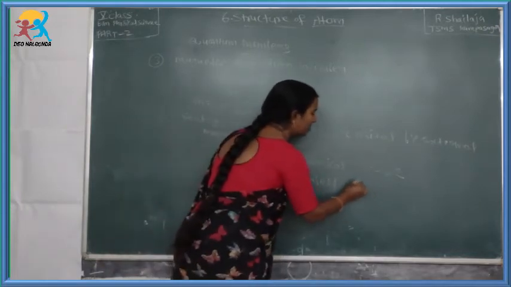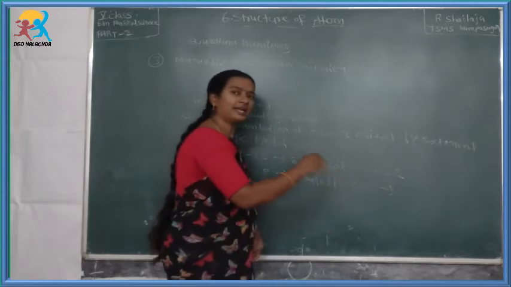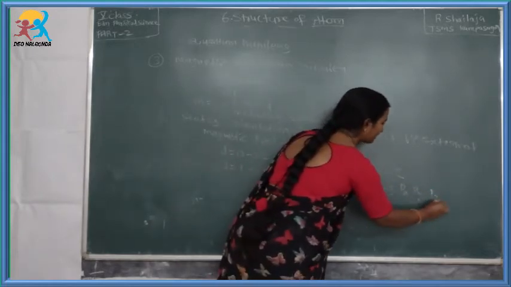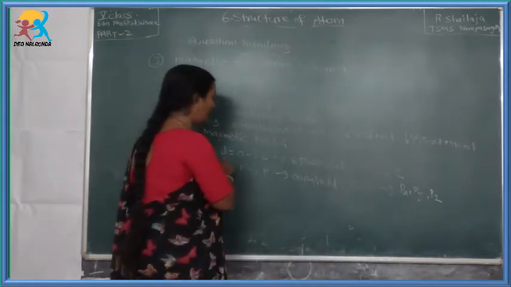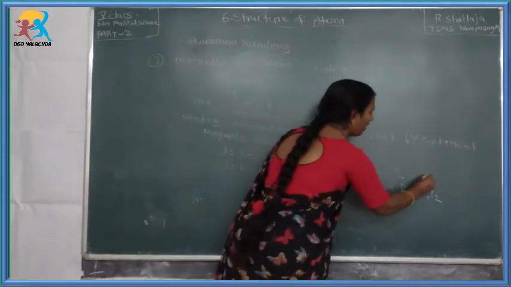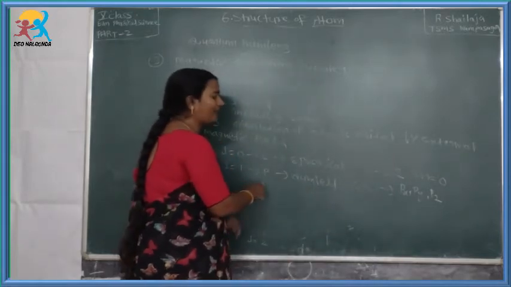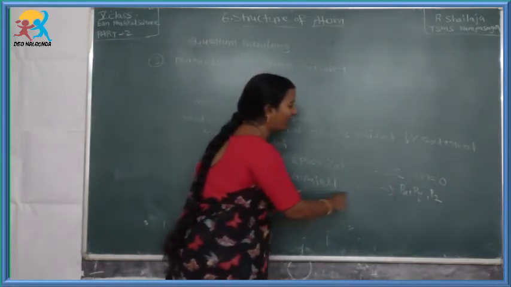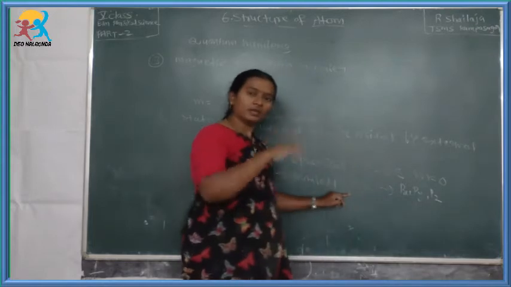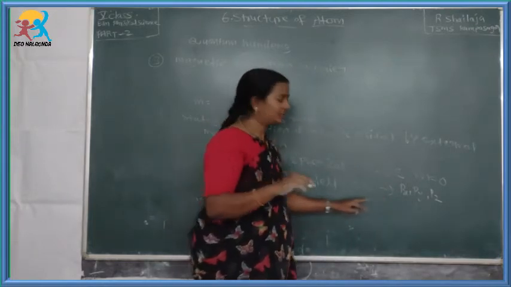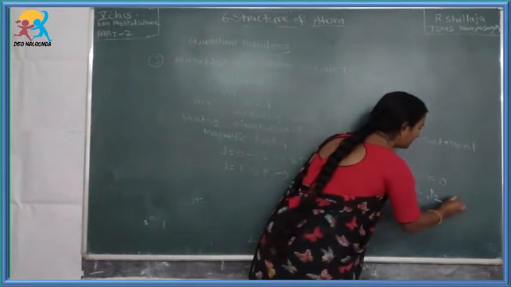Okay, the dumbbell shape can be oriented in 3 different directions: px, py and pz. L equals 0 means the m value is only 1, that is 0, and L equals 1 means the p orbital, a dumbbell shape, which can be oriented along the x axis, y axis and z axis. So, they are the 3.